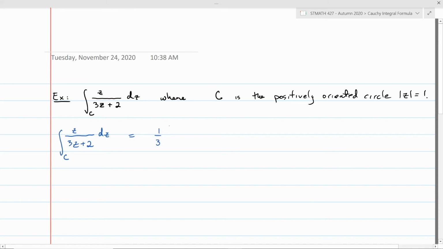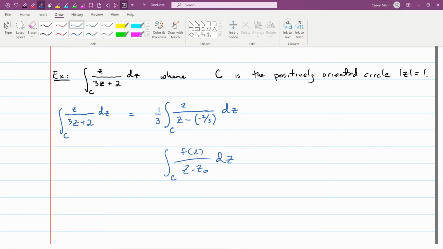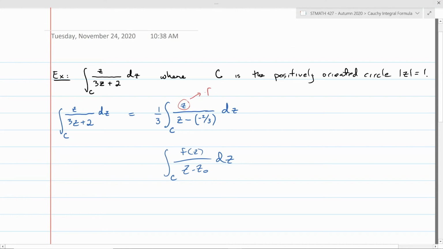So write this as 1/3 integral around C of z over, if I want a minus there, then I'll need to put z minus negative 2/3 here, like so. So now this looks like, in Cauchy's integral formula, f of z over z minus z naught dz. So you can see that the numerator of this function is the function z, and it's a very simple function. So this is your f of z from Cauchy's integral formula. And then negative 2/3 here is your z naught.